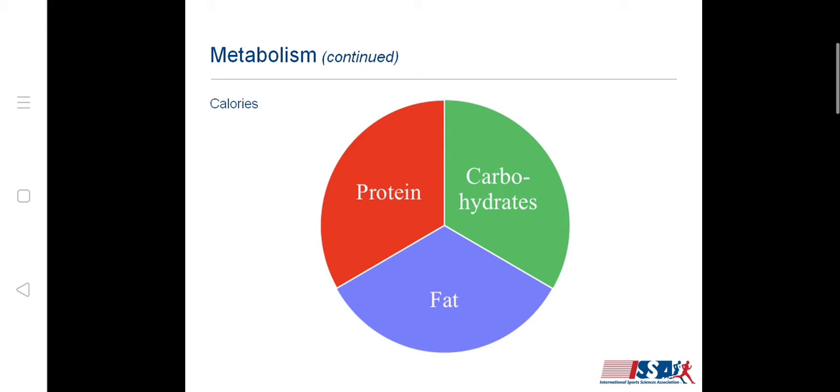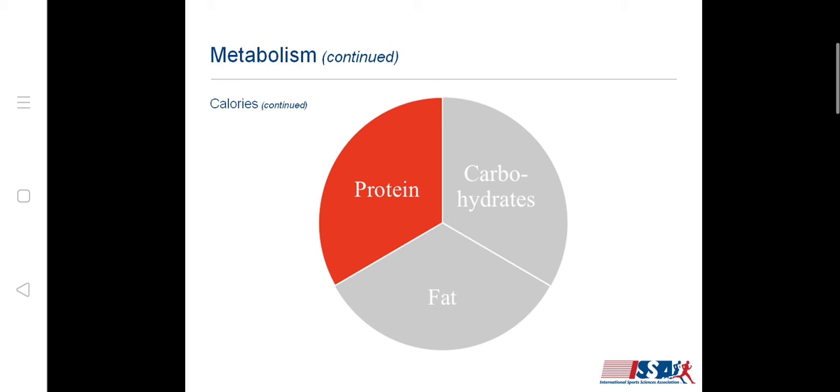The energy content of foods is measured in terms of calories, which are a unit of heat. Calories that we consume and utilize come from three nutrients: protein, carbohydrates, and fat. Protein, carbohydrates, and fats are known as macronutrients.